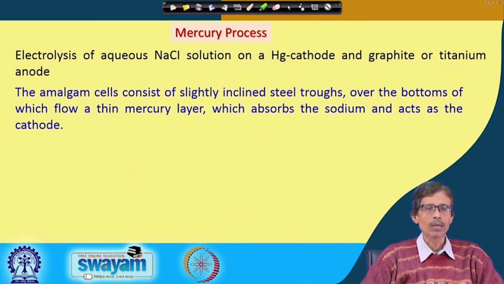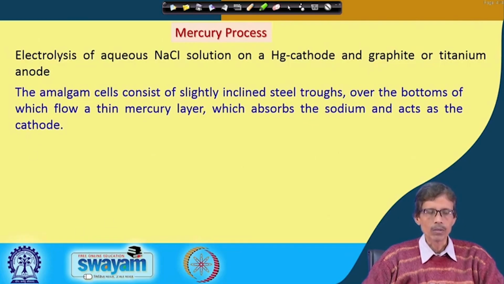The amalgam cell will consist of slightly inclined steel troughs, that is, steel containers, over the bottom of which flows a thin layer of mercury. We are not using a huge amount of mercury because mercury is not allowed environmentally. It is not very useful from the industrial point of view either, because it is deadly for the environment, for human health, and for the animal kingdom. So we should restrict it; the restriction was there if it was developed around 100 years back. People are very careful in not misusing mercury for this purpose.